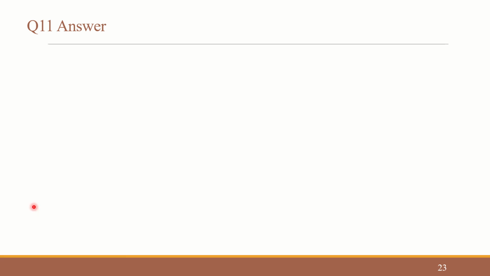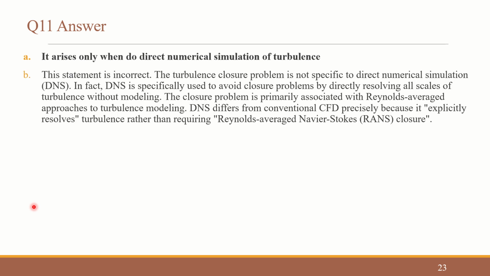So I hope you are clear now. It arises only when we do direct numerical simulations of turbulence. This is false because we use DNS to escape the closure by directly resolving everything.